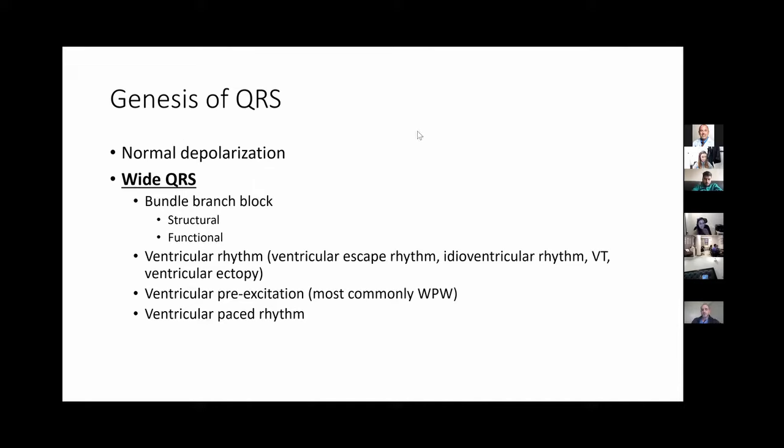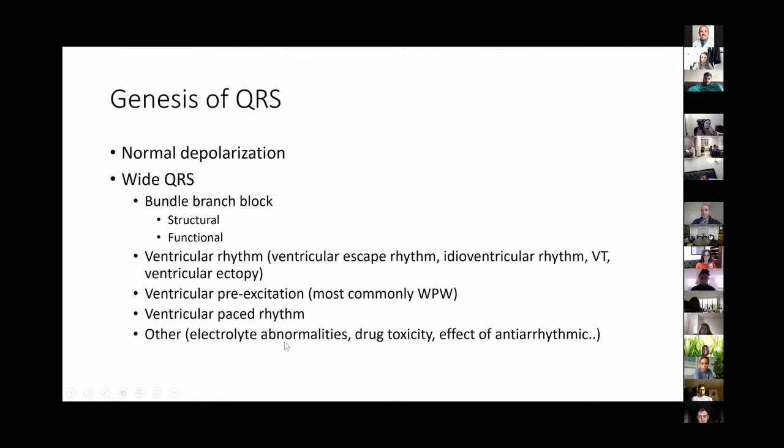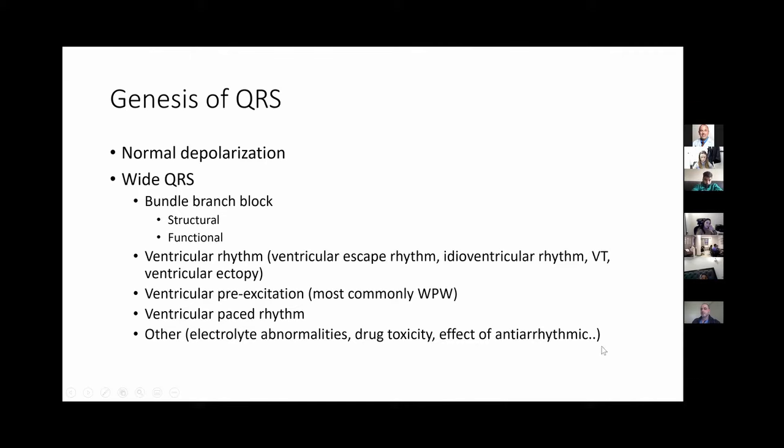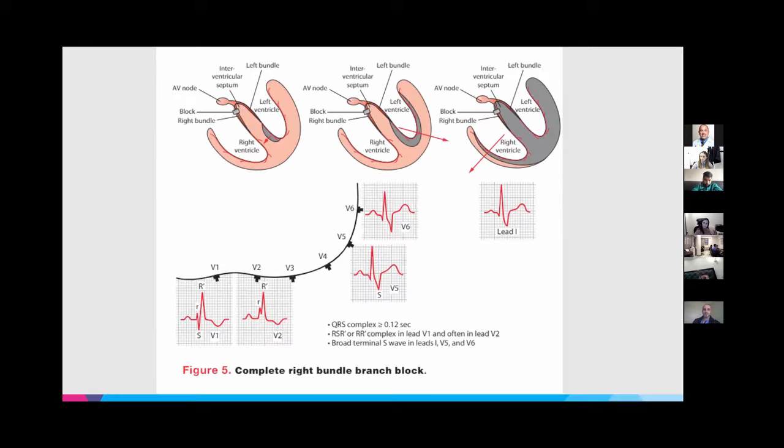All right, so essentially, any ventricular rhythm, and then as someone said, WPW, meaning any pre-excitation, and then paced rhythm. So if you know these four, this is your essential starting point for everything. And one thing that is often overlooked is the effect of electrolyte abnormalities, drug toxicity, or antiarrhythmics. If the patient has some of these, that can give you very bizarre wide complex rhythms where you're confused and not sure what it is, but that definitely has to be in your differential diagnosis.